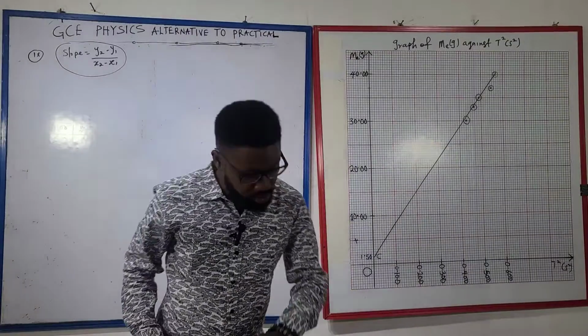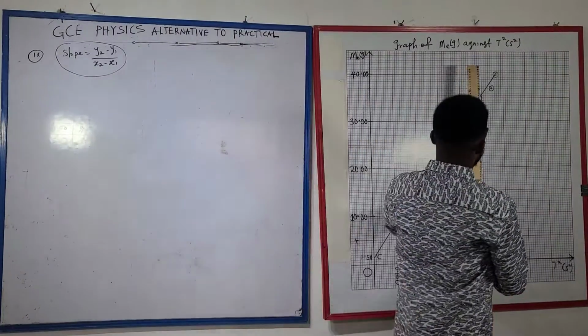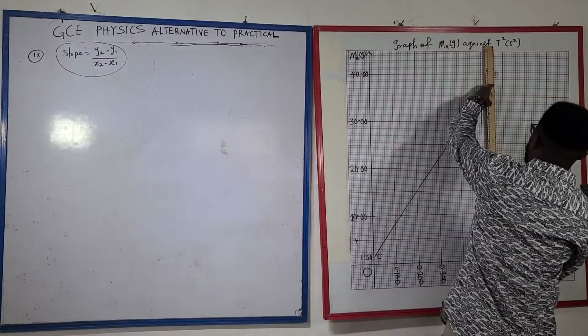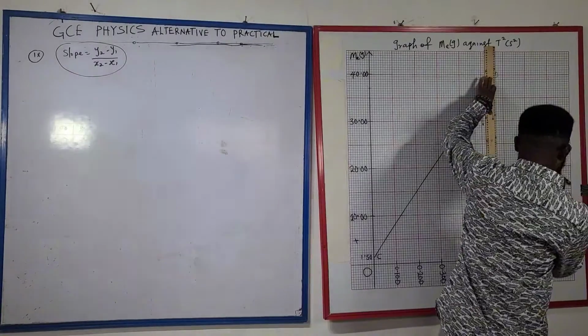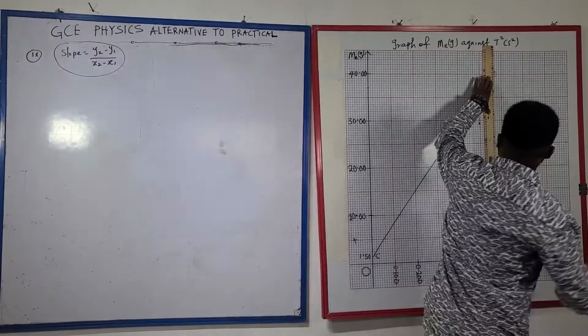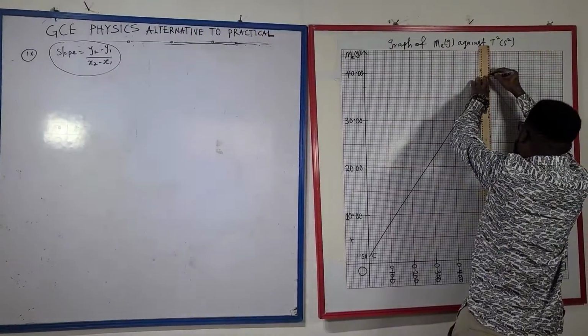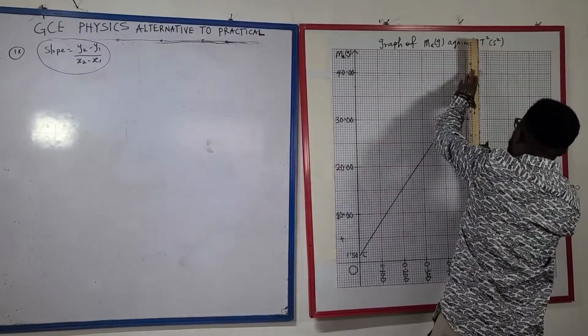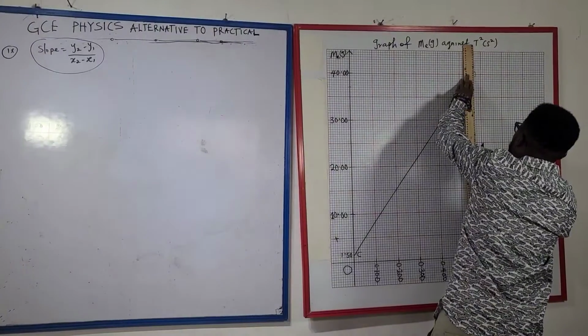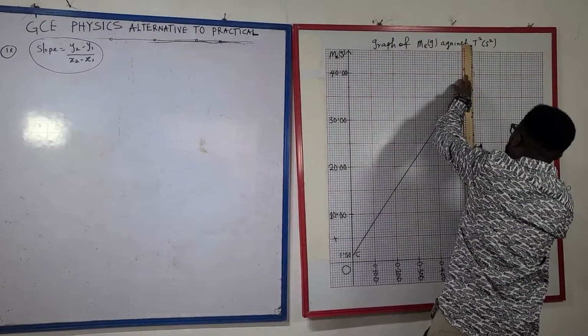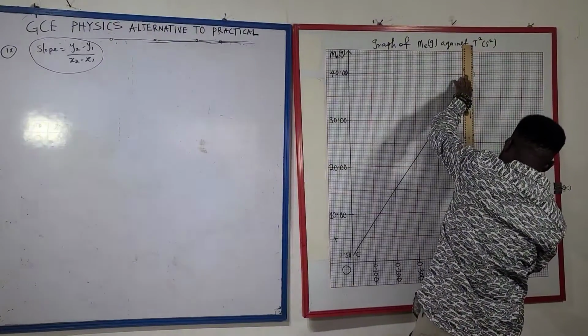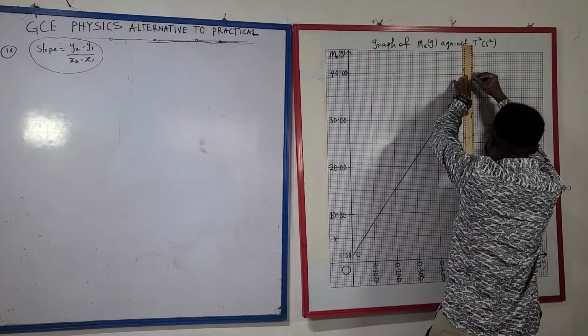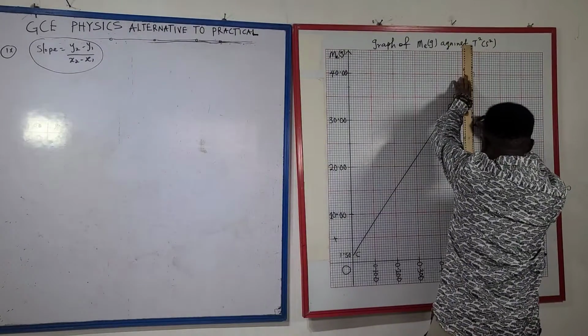And also I was to get the slope. The slope or the gradient is going to be the change in the vertical, change in y. So this is how I'm going to go about my slope. I can pick up any point. I'm going to pick up any point.